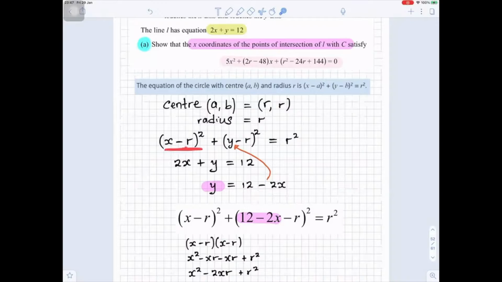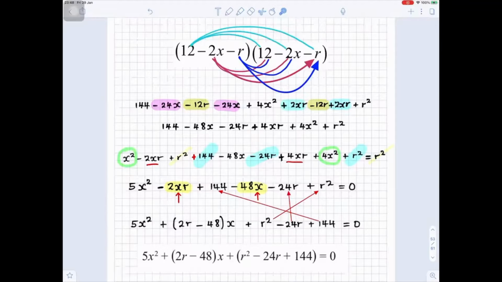So we'll have (x minus r) all squared. This one stays the same. Instead of y, we'll put 12 minus 2x, and the minus r stays the same, and then all squared equals r squared. When we expand (x minus r) all squared, we would get x squared minus 2xr plus r squared. And we want to expand (12 minus 2x minus r) times (12 minus 2x minus r).